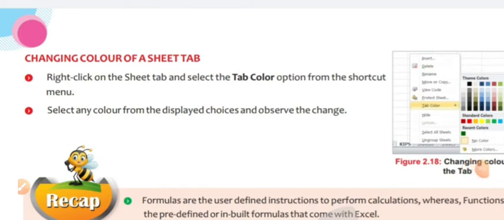Then the next thing you can do is change the color of a sheet tab. To change the color of your sheet tab, right click on the sheet tab and select the tab color option from the shortcut menu. Select any color from the displayed choices and observe the change. So these are the steps you can follow.